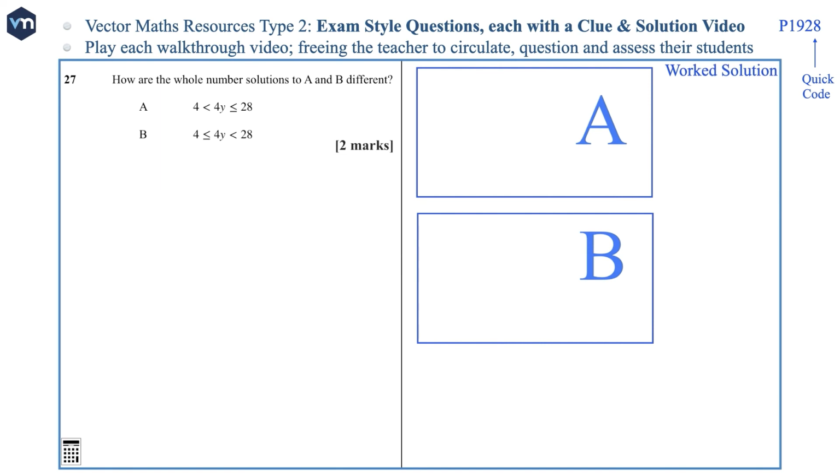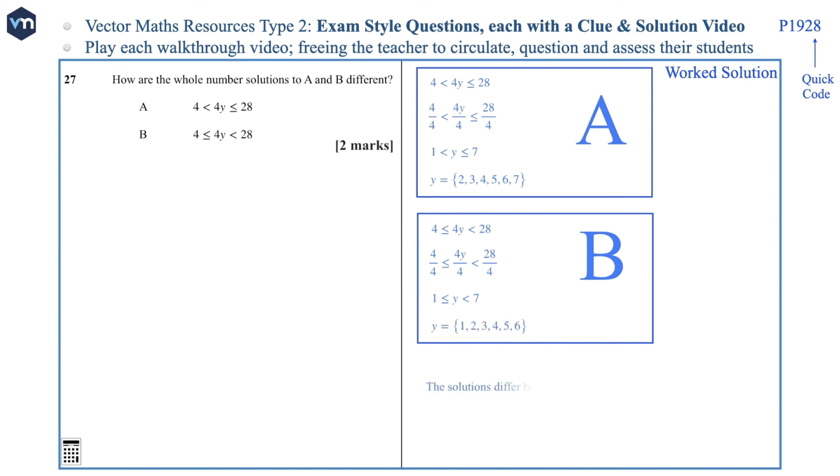Consider the whole number solutions to A. 4 is less than 4y is less than or equal to 28. And if we divide through by 4, 1 is less than y is less than or equal to 7. So therefore y is equal to 2, 3, 4, 5, 6 or 7. Now consider the whole number solutions to B. If we divide through by 4, we get 1 is less than or equal to y is less than 7. So this time, y equals 1, 2, 3, 4, 5 or 6.